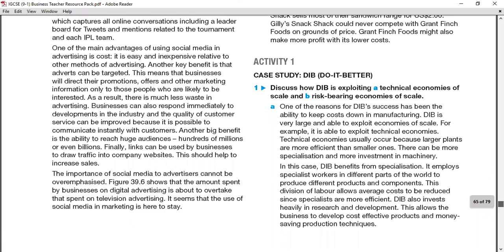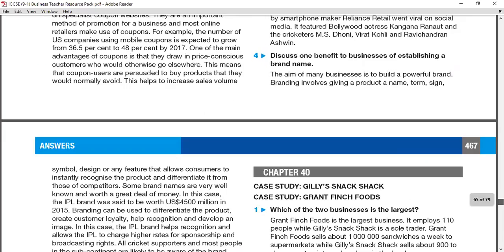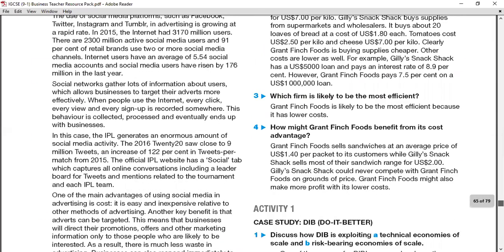All right. So when you're writing like this for an evaluate question, you have to write 2 advantages as well as 2 disadvantages and the conclusion. Right. So that's how we have to write.